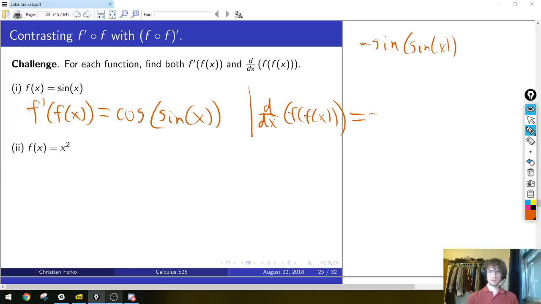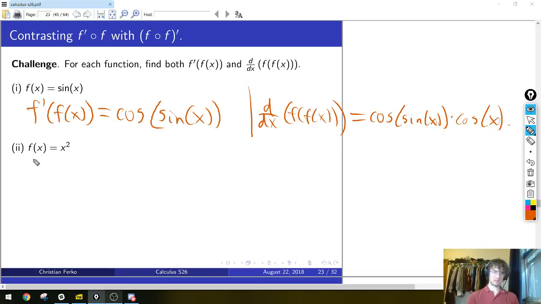Negative sine. Wait, what did I? I think you said negative sine of sine x. I was basing it off of what we saw before, not realizing that our outside function in the second thing isn't prime. Yes, outside is still f. Good. So what should that be? That is going to be cosine of sine x times cosine x. Derivative of outside with inside left alone times derivative of inside. Good, that is correct. And again, of course they differ.